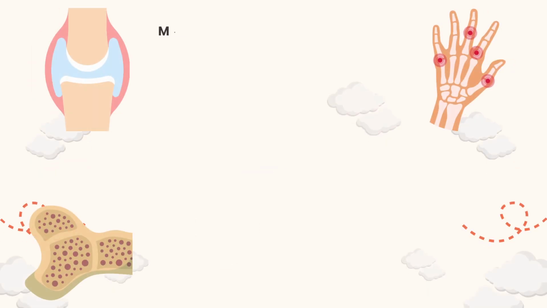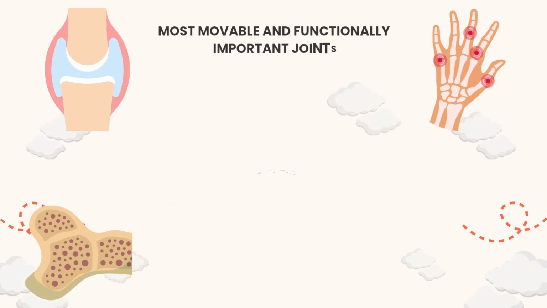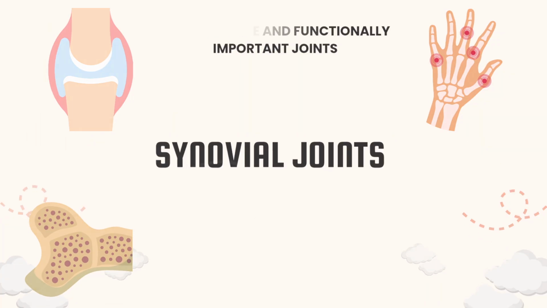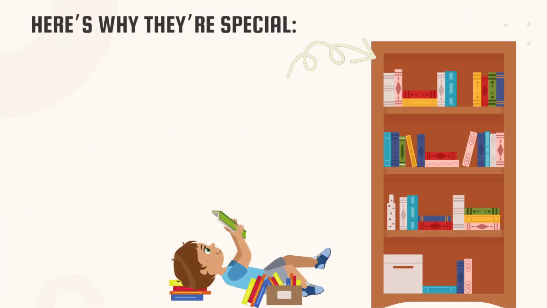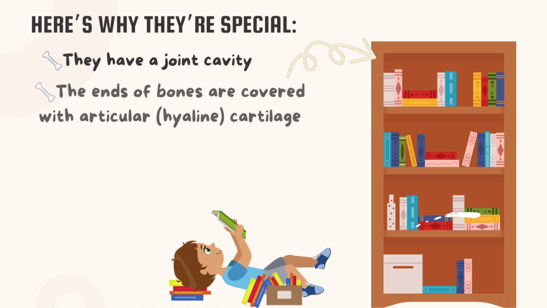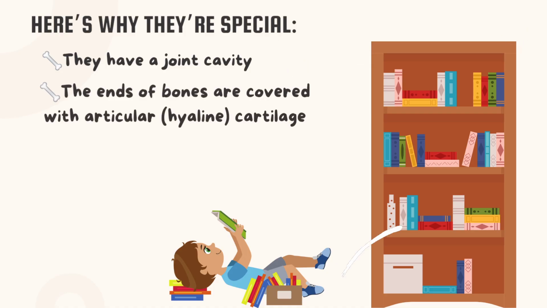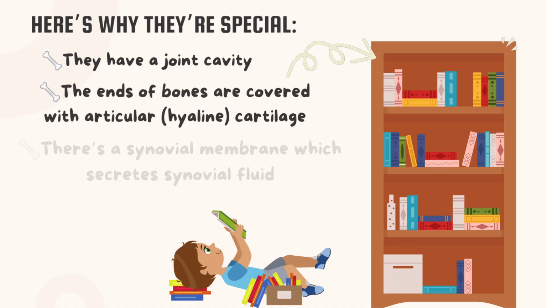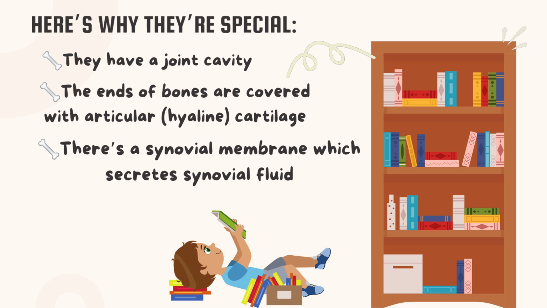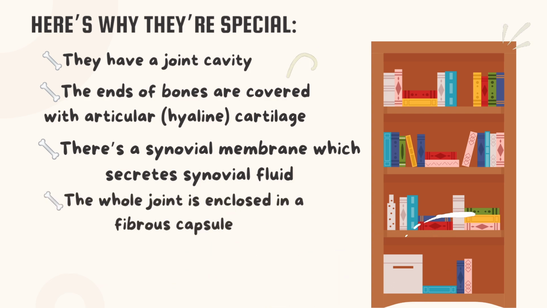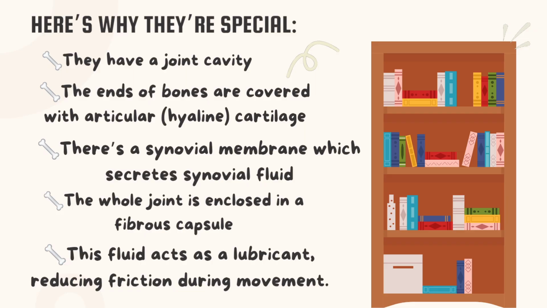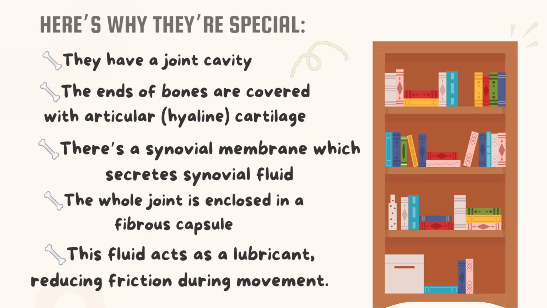Now coming to the most movable and functionally important joints. These are the synovial joints. Here's why they're special. They have a joint cavity. The ends of bones are covered with articular, hyaline, cartilage. There's a synovial membrane which secretes synovial fluid. The whole joint is enclosed in a fibrous capsule. This fluid acts as a lubricant, reducing friction during movement.